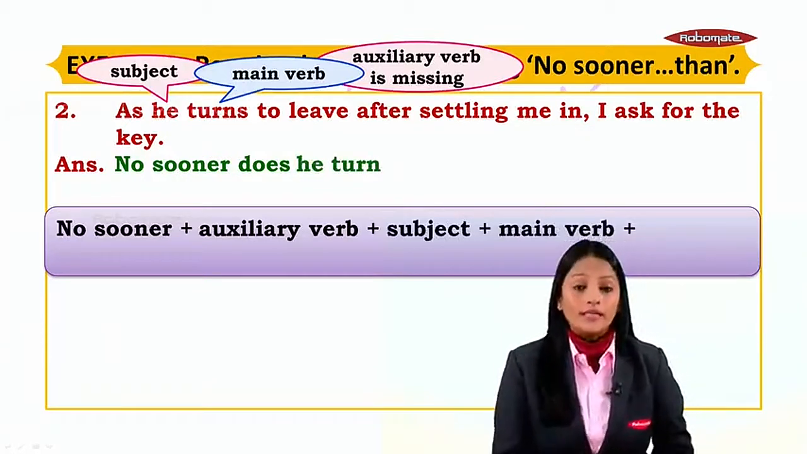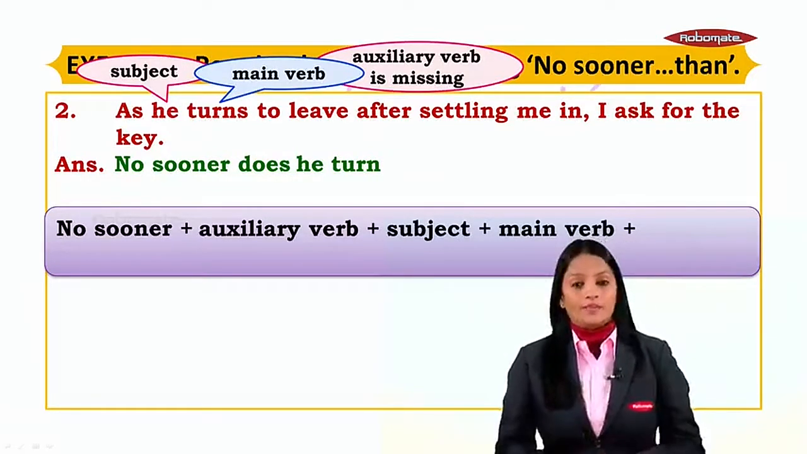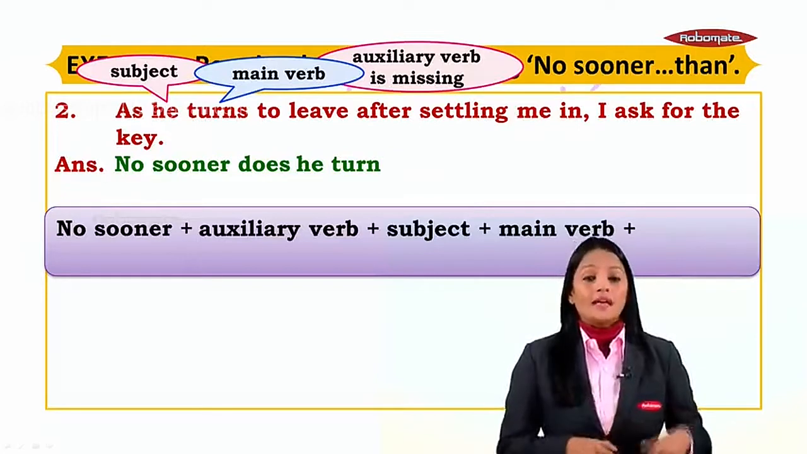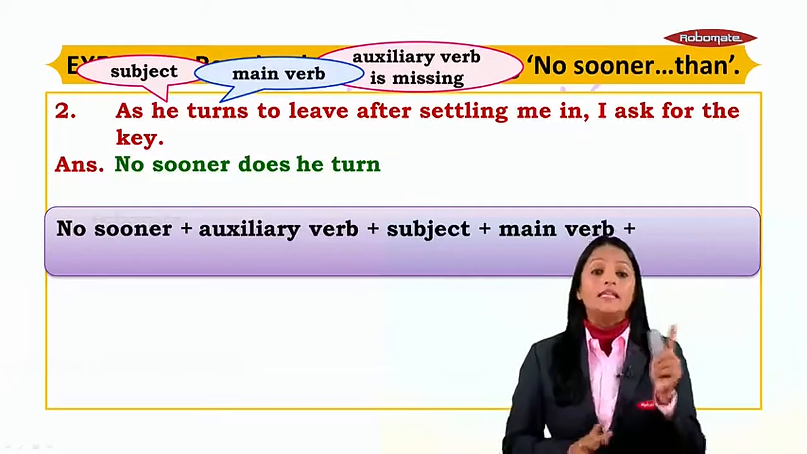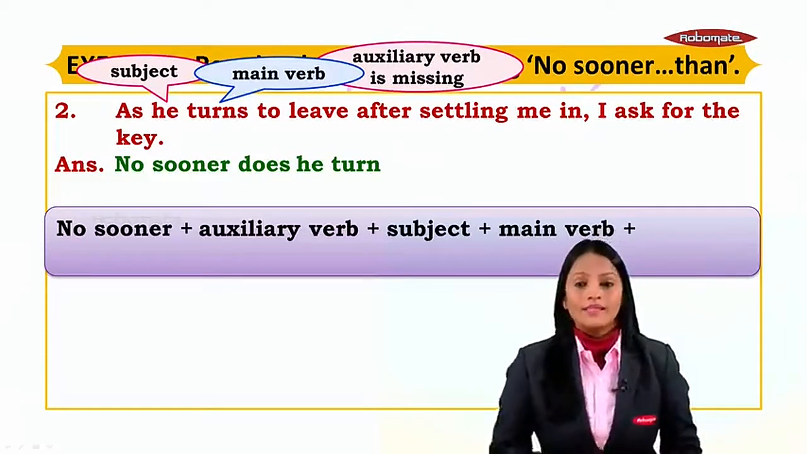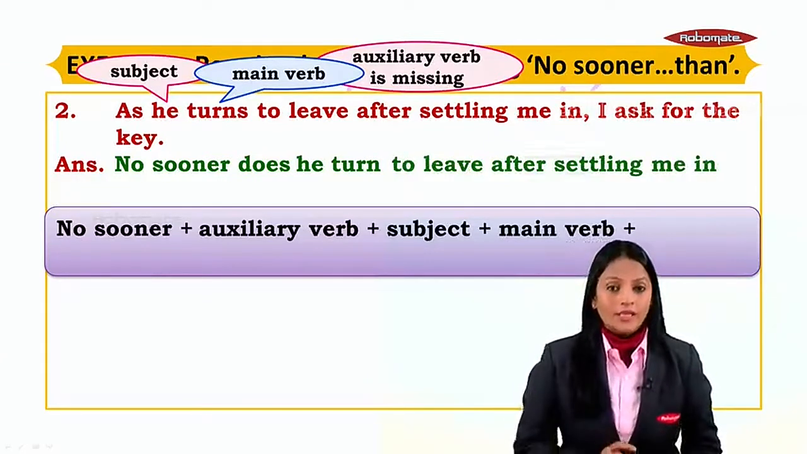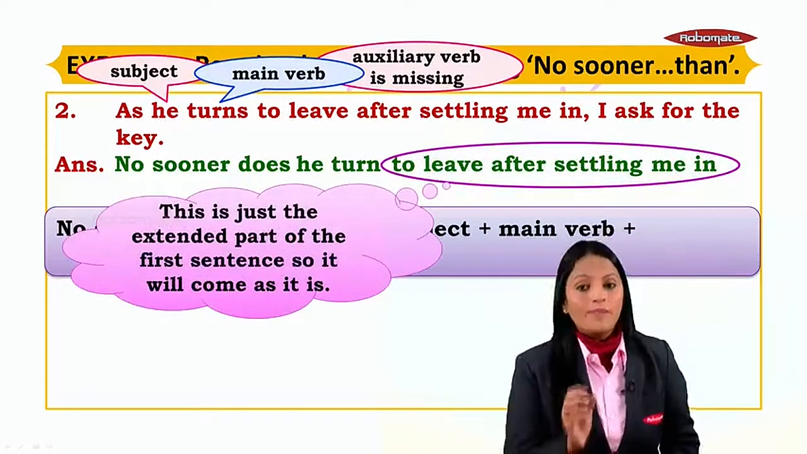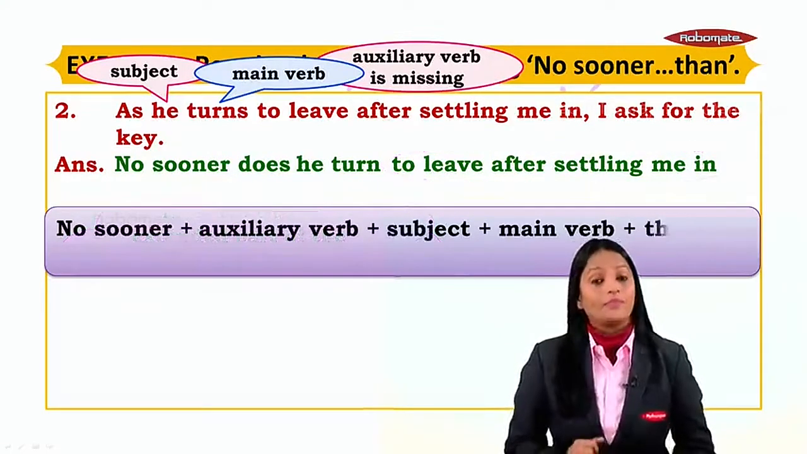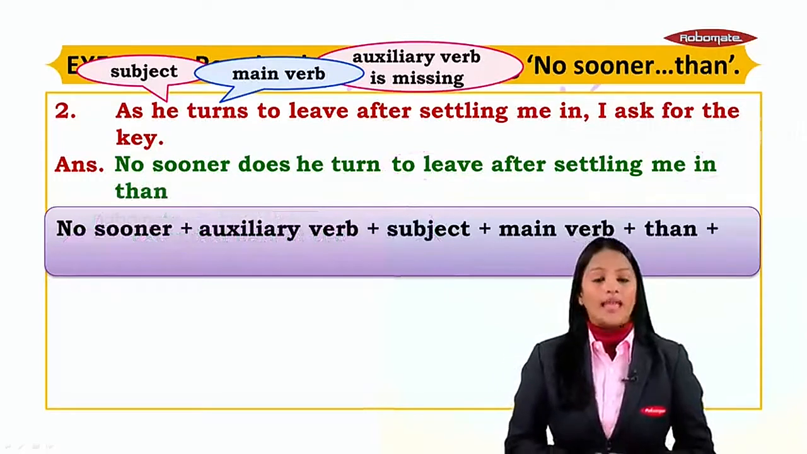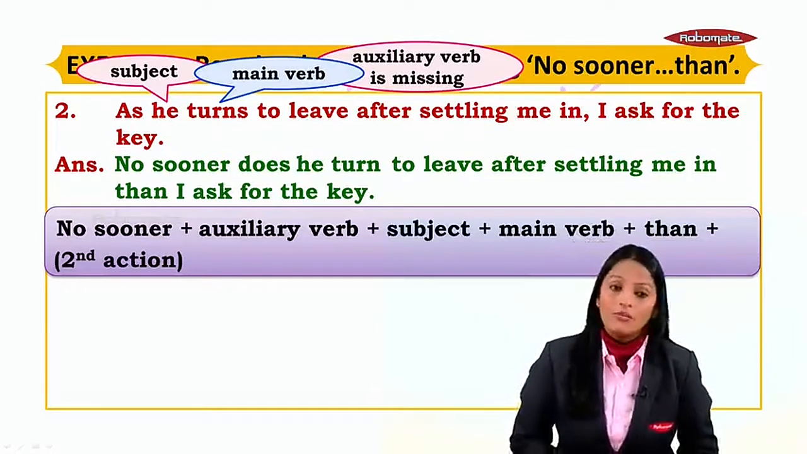Of course, we will not write turns, we will write turn. Remember, we don't use a past tense with did. Similarly, we don't say turns with an S because we already have an S with does. So does he turn? Okay, turn remains as it is there. Of course, we add that part to leave after settling me in because this is an additional part of that first action and we write it as it is. Then the comma changes to than, and the next part of the sentence, I ask for the key, remains as it is.